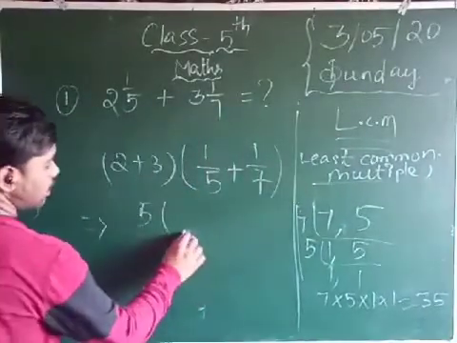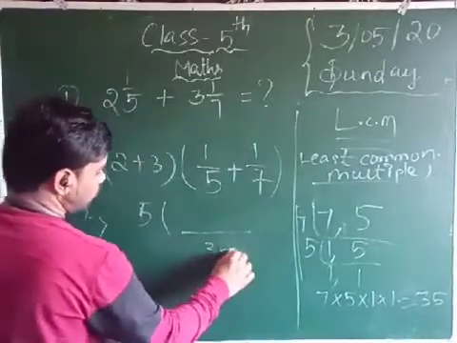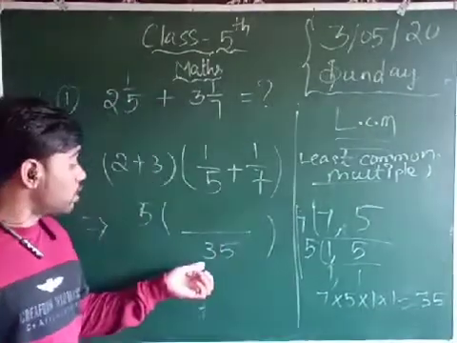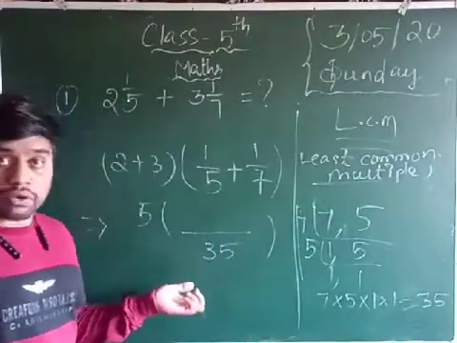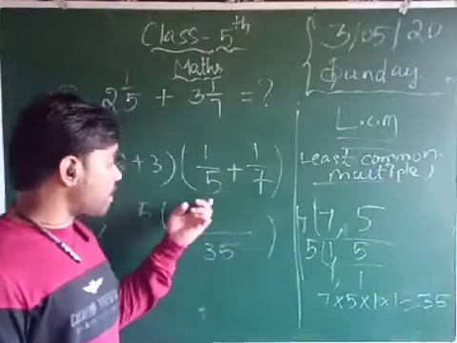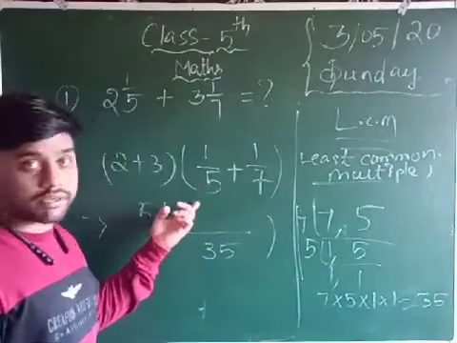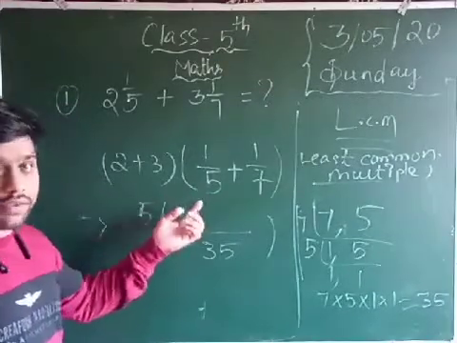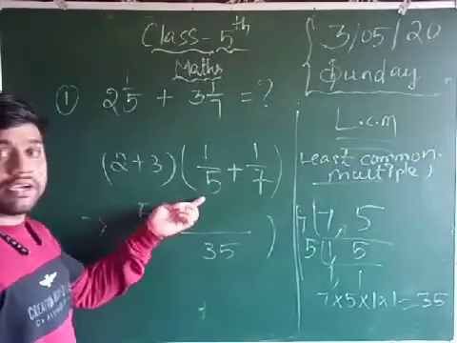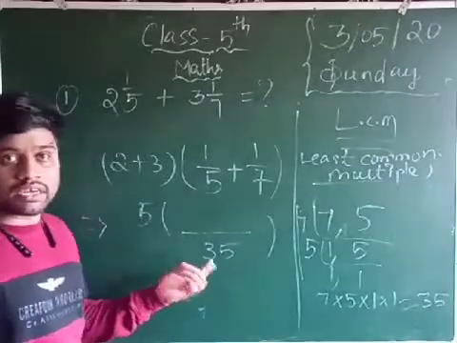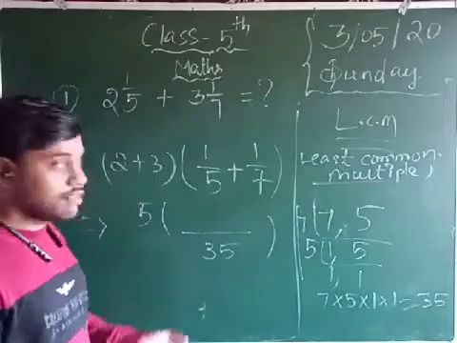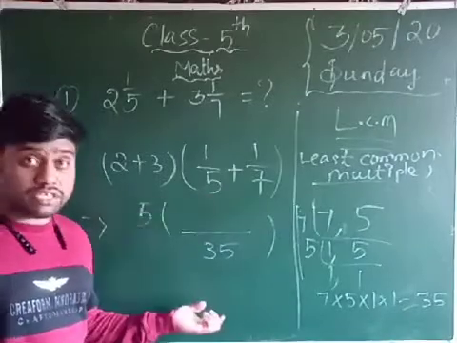Okay, understand guys? Now take it in the denominator. Okay, this process is over. But this step is the main important topic, you can see on the blackboard. In the 5 table, 5 denominator is present. Now here the denominator is 35. That means in the 5 table, how much multiplied gives 35? 5 sevens are 35.